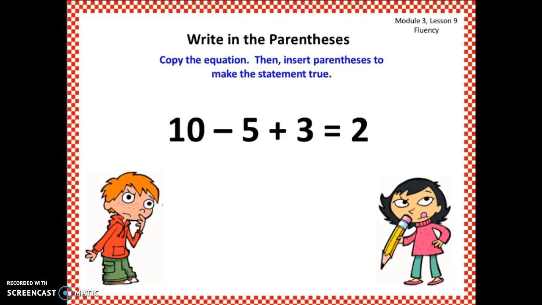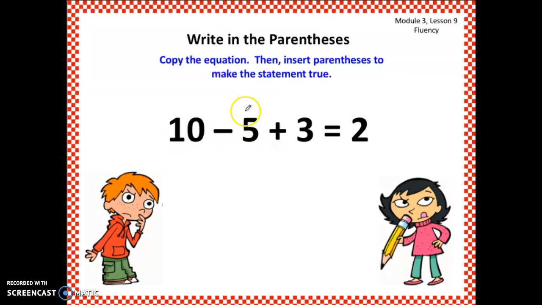Please copy the equation onto your whiteboard, and I want you to put in the parentheses in order to make the statement true. Pause the video and press play when you're ready to go. Alright friends, you should have tried the parentheses every possible way. So if you try to put them here around 10 and 5, you would get 5 plus 3 equals 8. And that does not make the statement true.